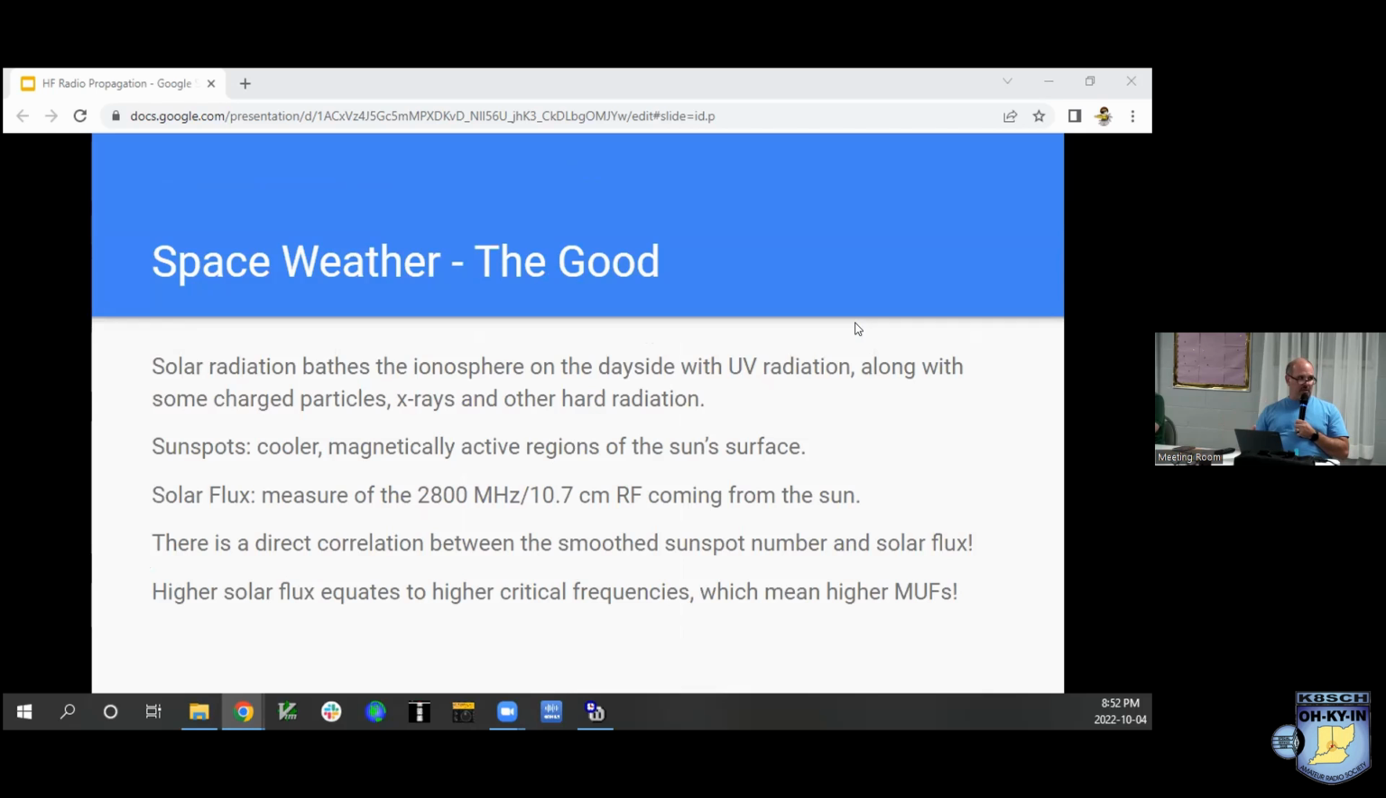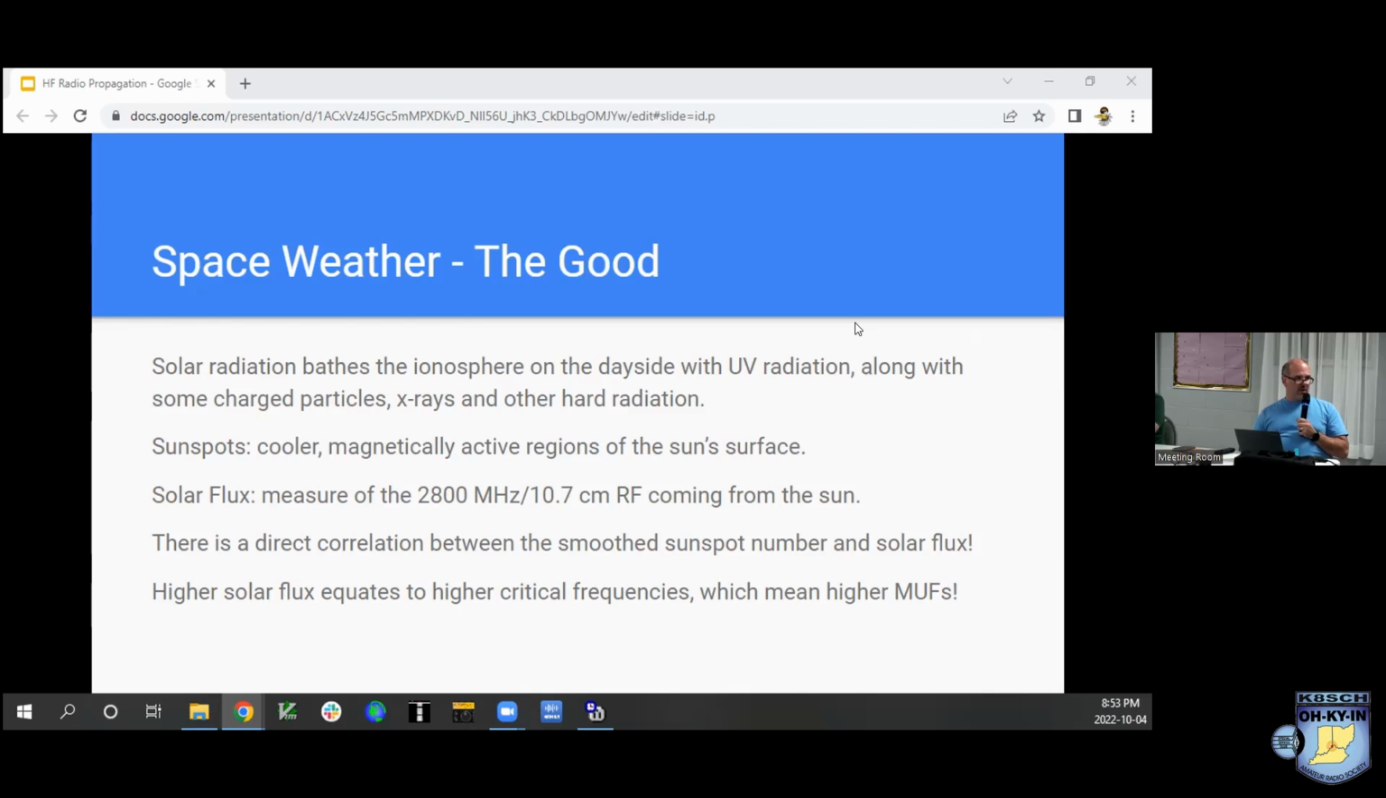The solar flux is the measure of the 2800 megahertz or 10.7 centimeter RF coming from the sun. It's just a tradition that they look for this one. There is a direct correlation between these two. When the sunspot numbers go up, solar flux goes up. When the solar flux goes down, there's less sunspots. We don't know why, but that's what the science is trying to figure out.